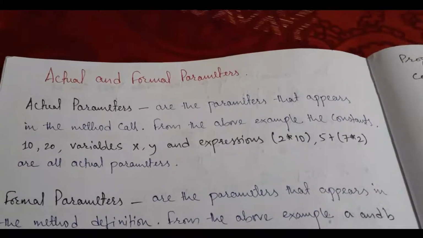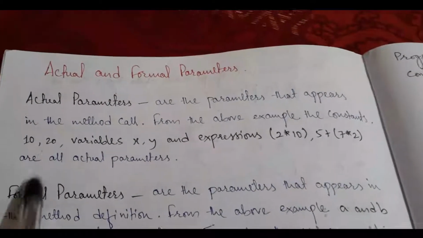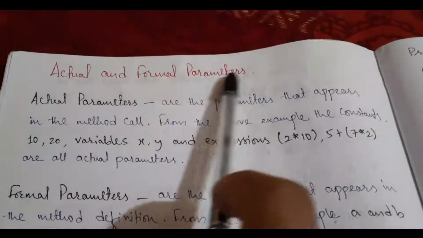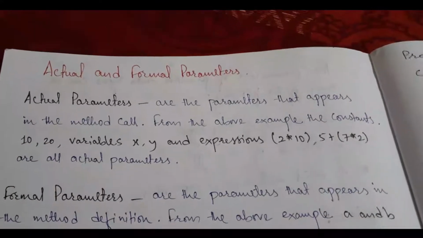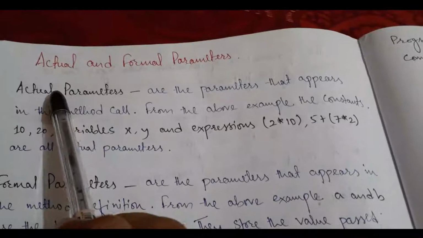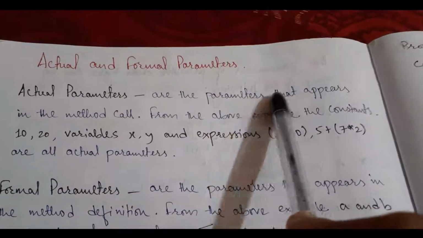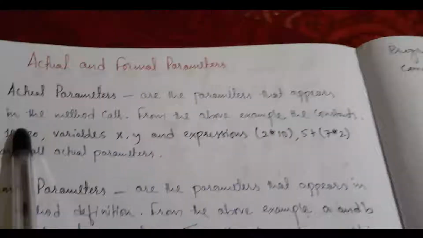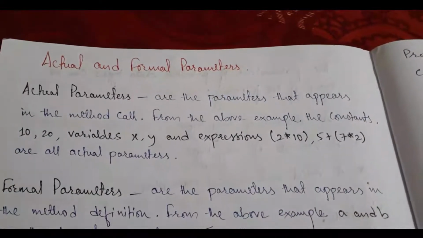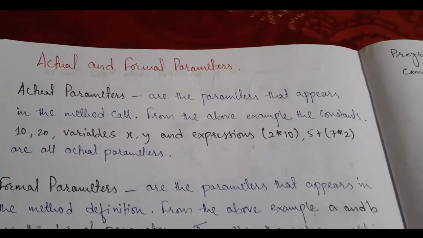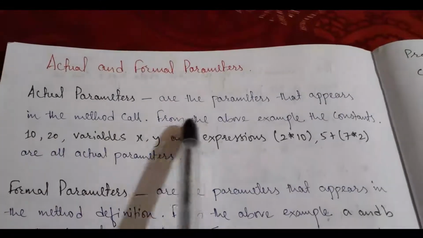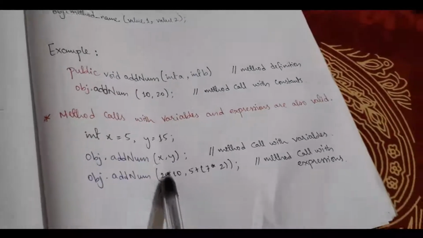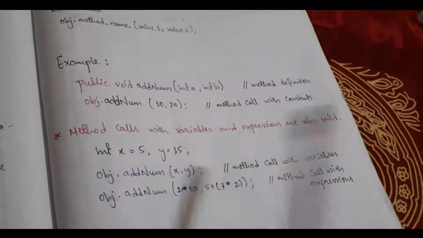In programming we can find different forms of parameters. The two forms we are going to learn in today's class are actual and formal parameters. So what is an actual parameter and what is a formal parameter? Let us find out. Actual parameters are the parameters that appear in the method call. That means two different method portions will be present in the programming. The above example means the example that I have mentioned here, for explaining this portion.